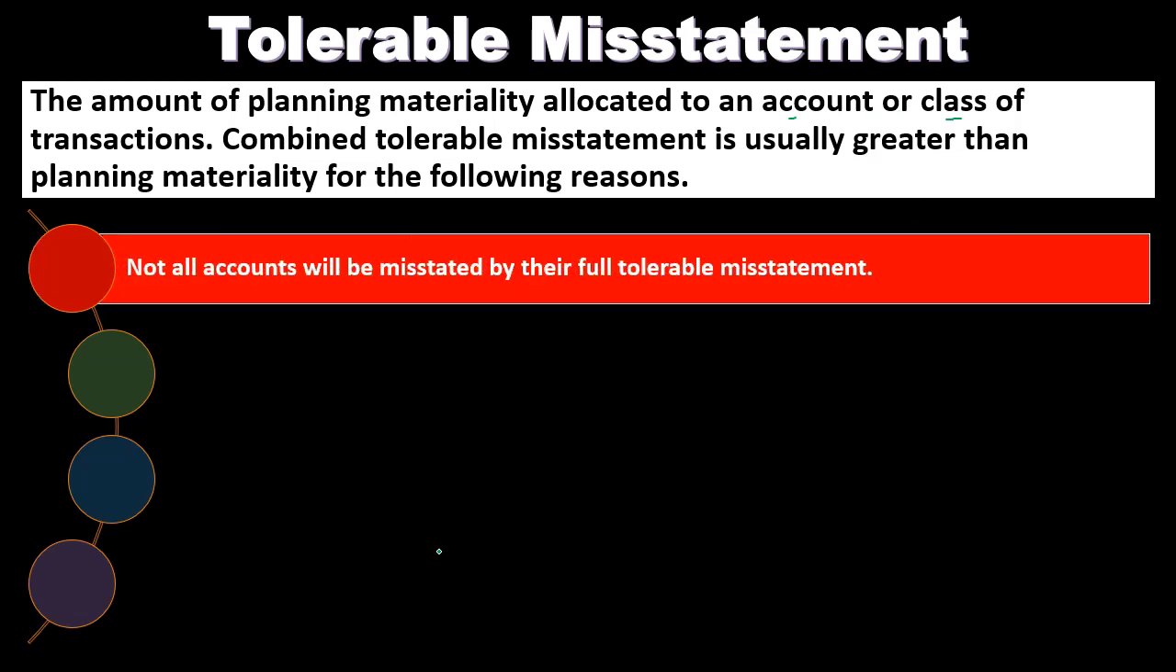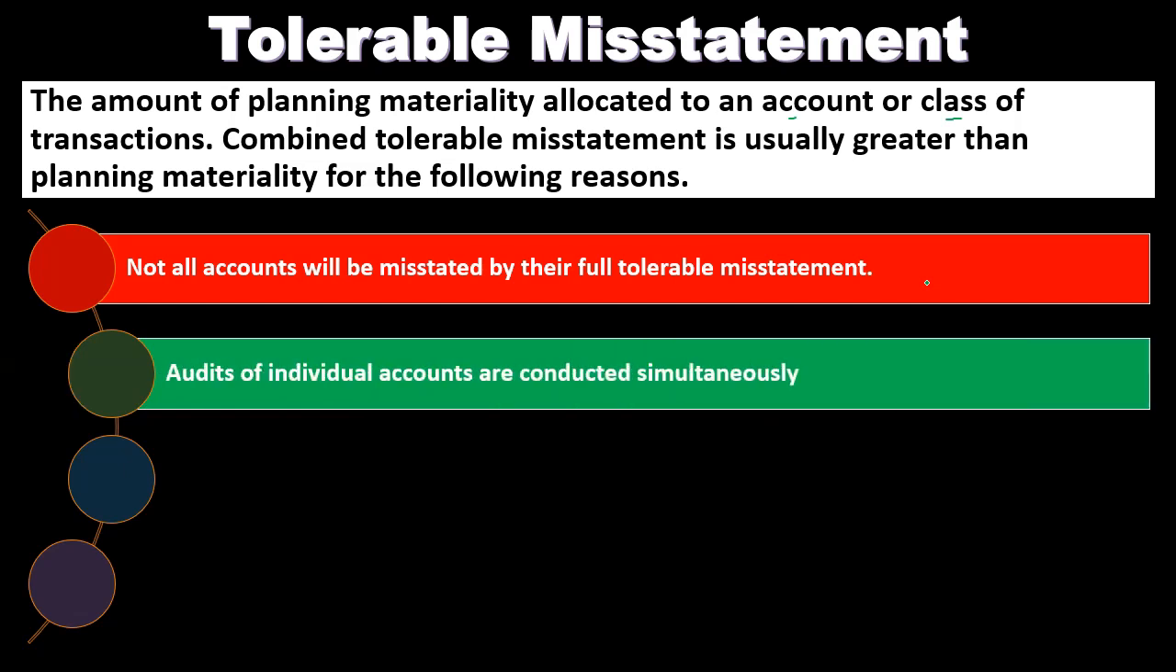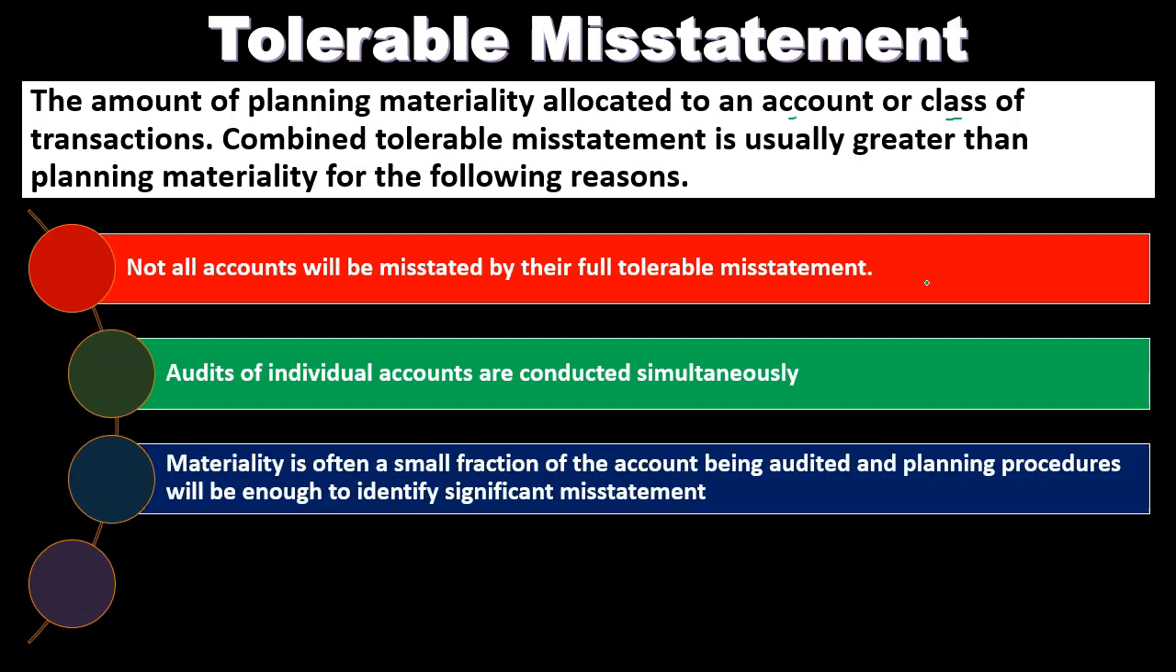Not all accounts will be misstated by their full tolerable misstatement. So we're going to set a tolerable misstatement for each account, and our hope, of course, is that as we audit these accounts, they're not going to be at the full tolerable misstatement, and therefore when we add up the tolerable misstatements, they'll be less than the overall misstatement for the full financial statements. The audits of individual accounts are conducted simultaneously. Materiality is often a small fraction of the account being audited, and planning procedures will be enough to identify significant misstatements.